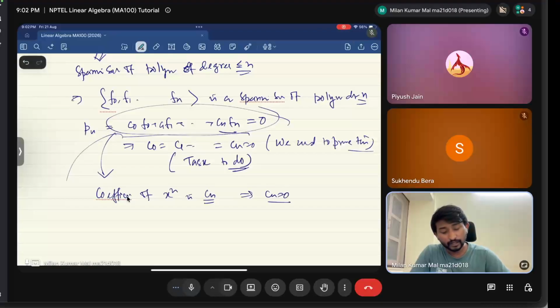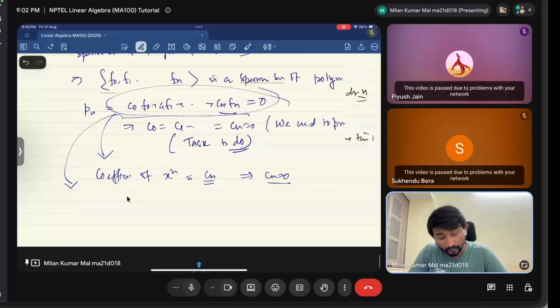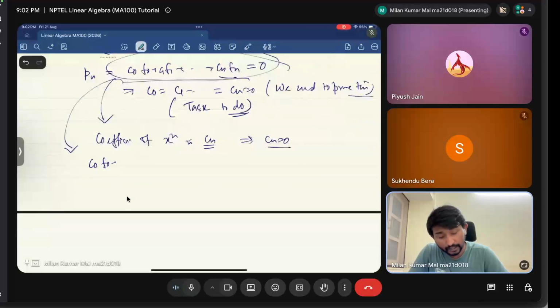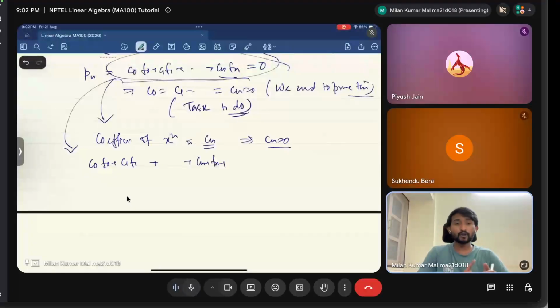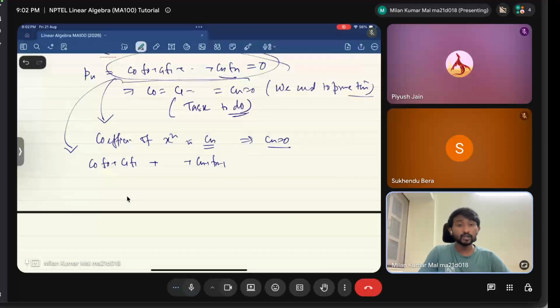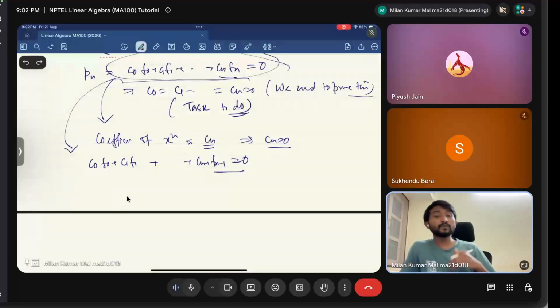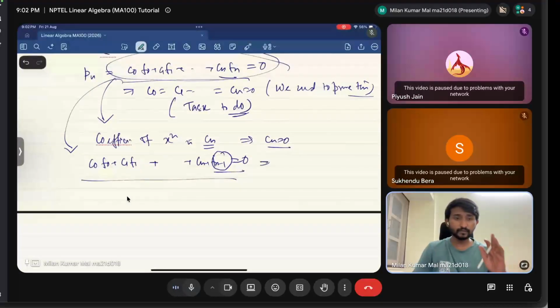Once Cn is 0, this polynomial reduces to another polynomial, that is c0 f0 plus c1 f1 plus all the way plus cn minus 1 fn minus 1, and consider this equal to 0. Fn minus 1 is a monic polynomial of degree n minus 1. So in this polynomial, the highest power that appears is x to the power n minus 1, and the coefficient is cn minus 1. But this is the 0 polynomial, so cn minus 1 equals 0. In this way, we will get c naught equal to 0. So that's why it is a basis.